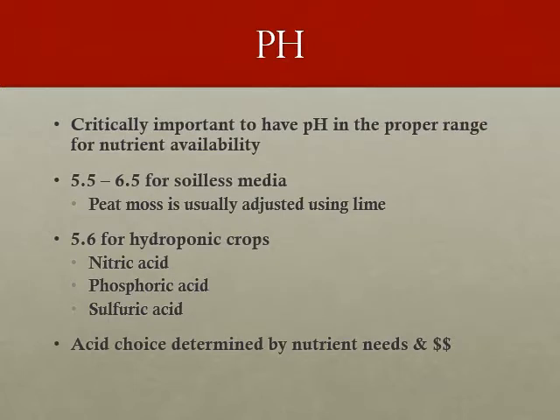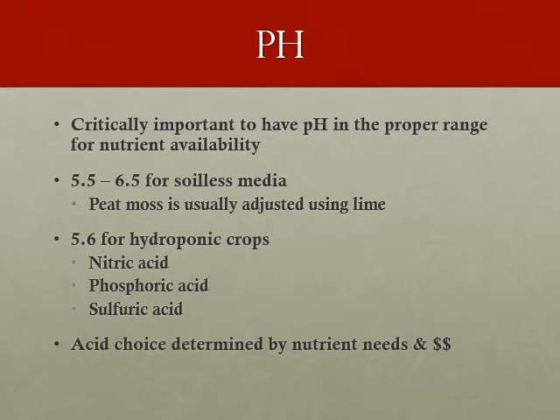So pH is critical because it affects the availability of nutrients. We talked about that in one of the other lessons. Typically, peat moss has lime added to bring the pH up because peat moss is generally acidic. This is why a lot of things are preserved in peat bogs because the pH is so low, it prevents bacteria from growing.